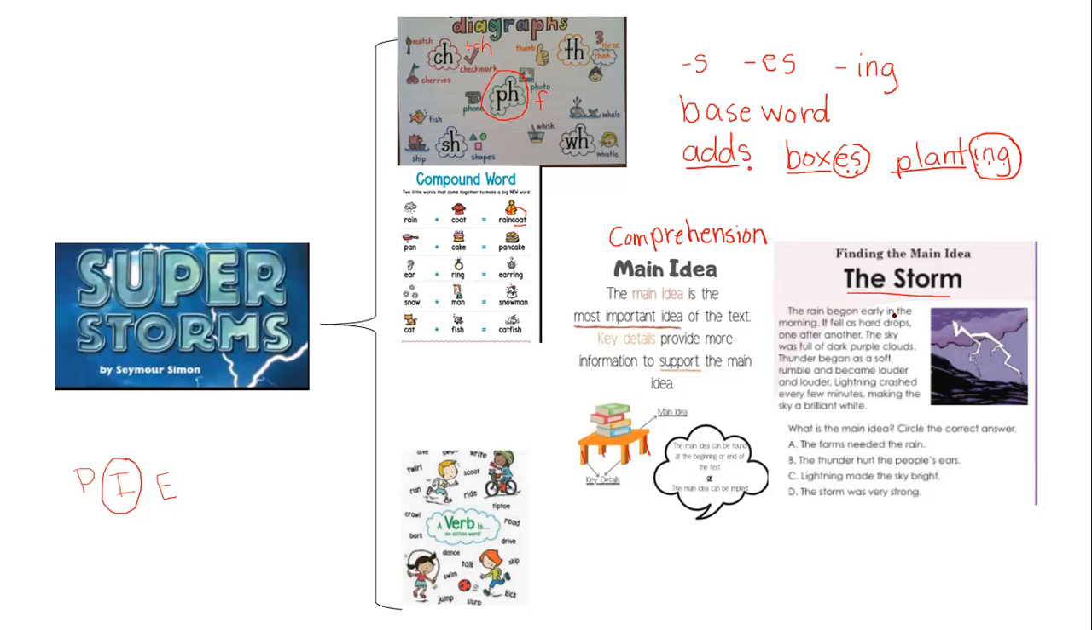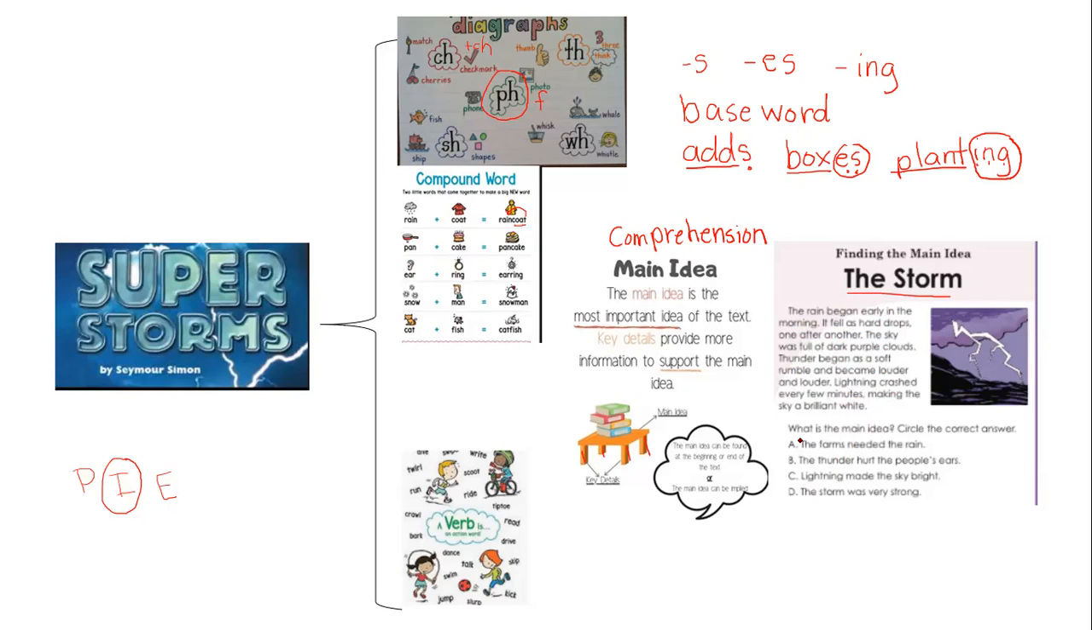The rain began early in the morning. It fell as hard drops, one after another. The sky was full of dark purple clouds. Thunder began as a soft rumble and became louder and louder. Lightning crashed every few minutes, making the sky a brilliant white.